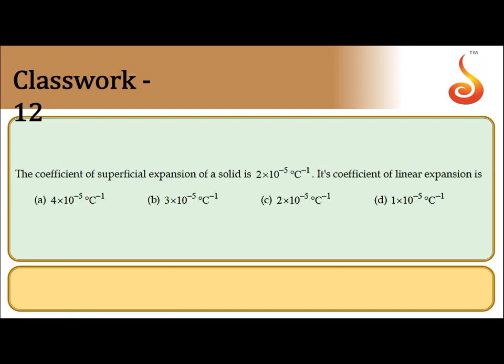Coefficient of superficial expansion of a solid is 2 into 10 power minus 5 per degree Celsius. Coefficient of linear expansion is? What they have given is beta. We know that beta is equal to 2 alpha. We need to find the coefficient of linear expansion, that means alpha. So alpha is equal to beta by 2, that will be 1 into 10 power minus 5 per degree Celsius. That should be option D.